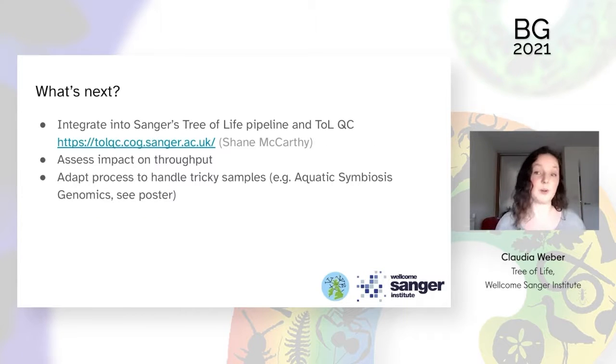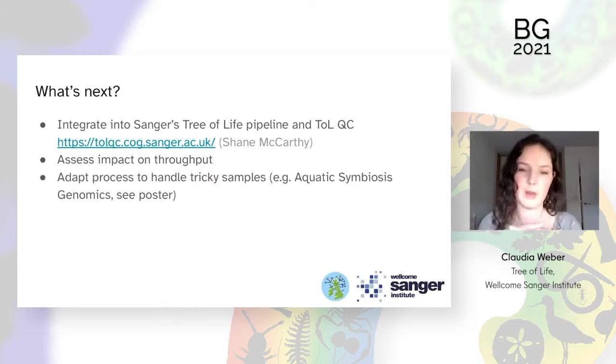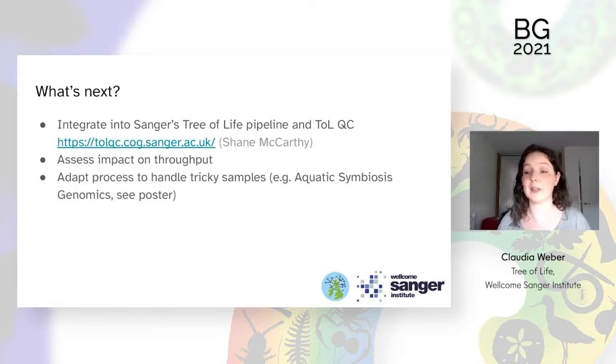At the moment, this process is being integrated into Sanger's Tree of Life pipeline, as well as the ToLQC pages, which provide a nice overview for all the species that have been sequenced. And we'll be assessing how this impacts the throughput through the pipeline and adapting it to handle more tricky samples. For example, we'll be having samples from the aquatic symbiosis genomes coming in soon.